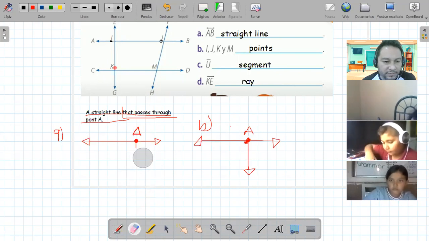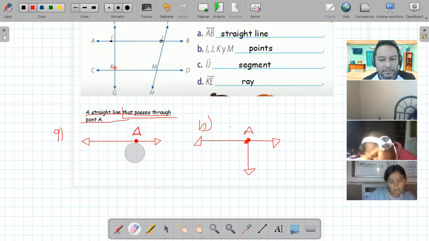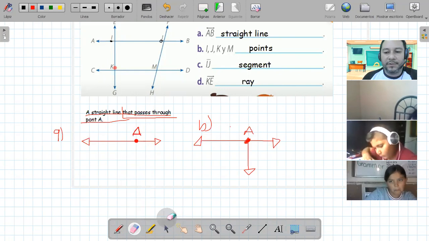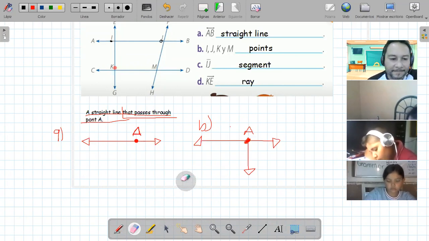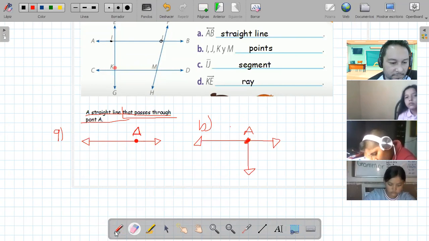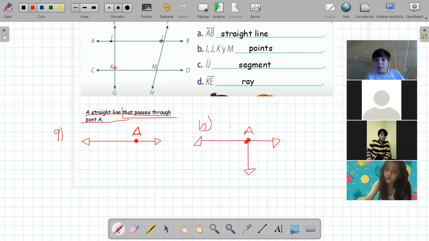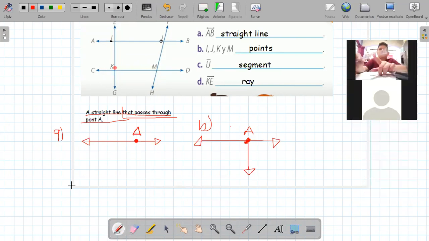I'm going to erase this one, not to confuse. This is the part B. Now the C.